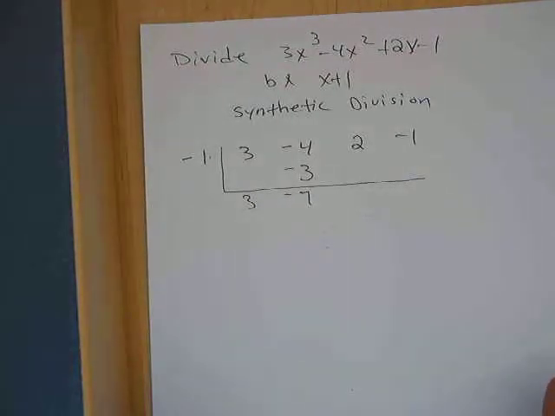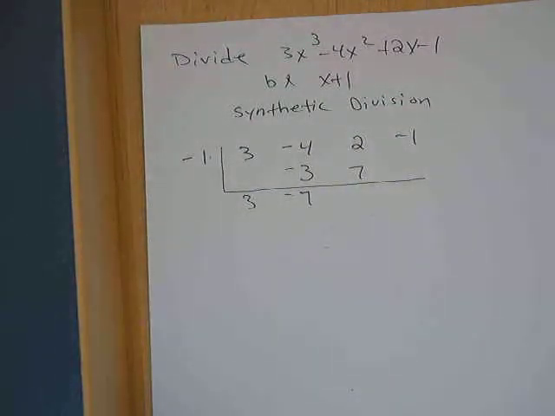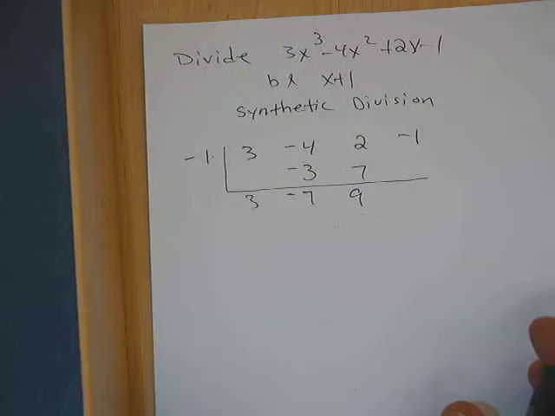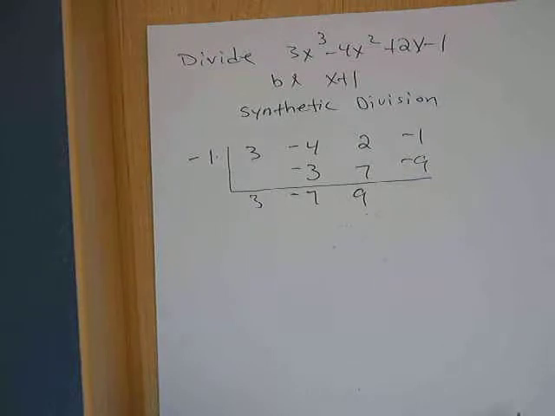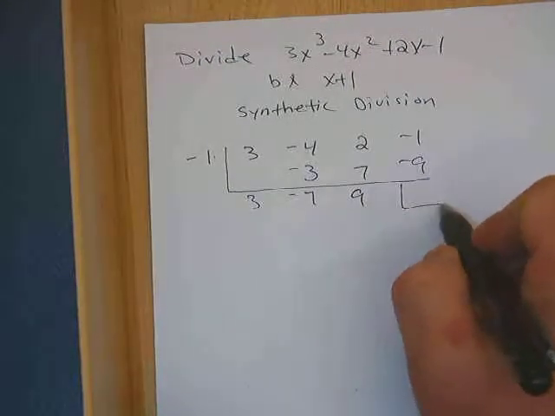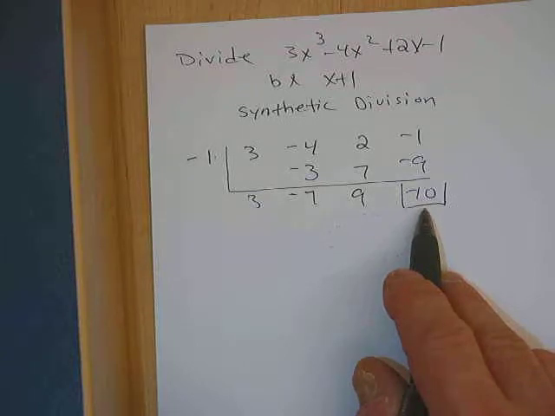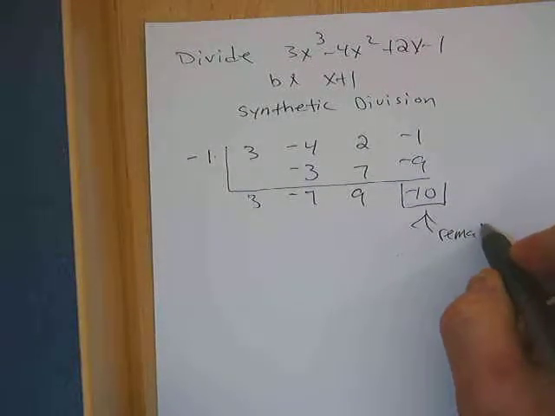What's negative 1 times negative 7? What's 7 plus 2? What's 9 times negative 1? What's negative 1 plus negative 9? Negative 10.